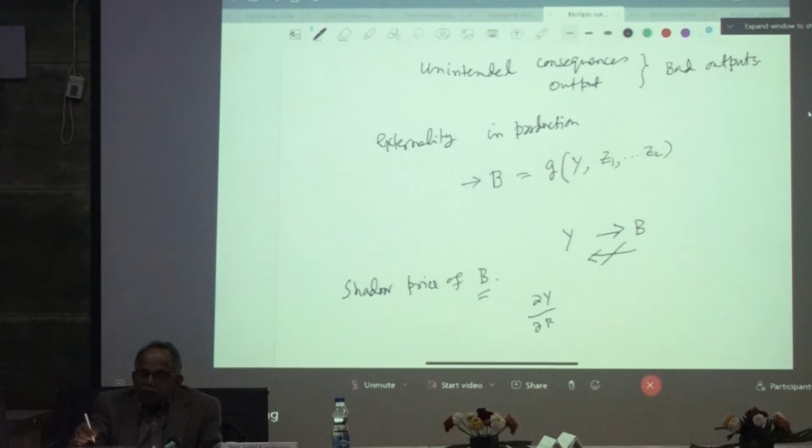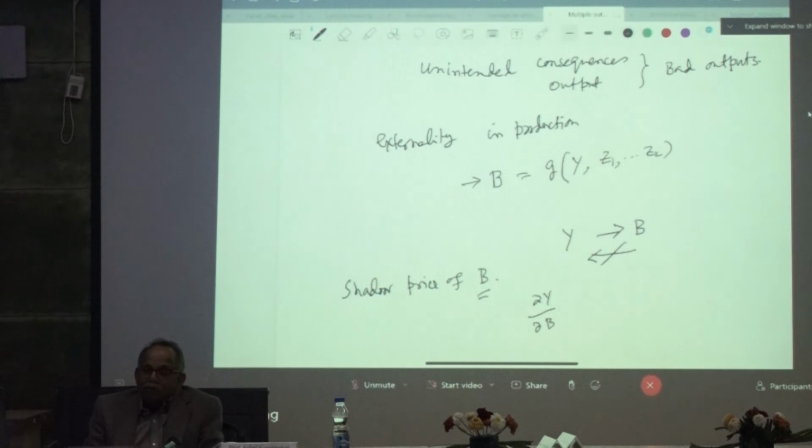Now, since you cannot reduce B without reducing Y, the question is how much good output you have to give up to reduce your pollution by 1 ton. That is indirectly the shadow price. So to reduce your pollution or CO2 by, let's say, 1 ton, you have to give up the production of electricity by a certain amount, and since you know the price of electricity, you can think of what the revenue loss is.